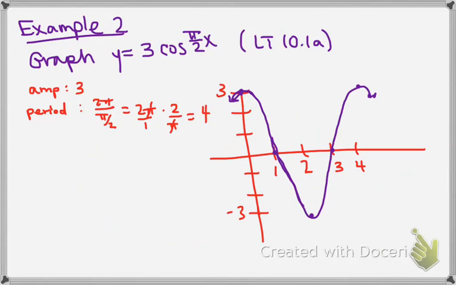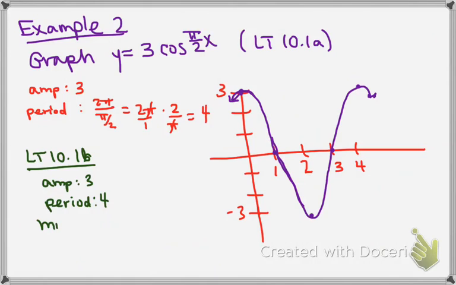Let's go ahead and extend it back out to the learning target 10.1b, which is to identify all those key points. The amplitude we already said. I'll just rewrite it. The amplitude was 3. The period we found earlier to be 4. Then it wants us to identify any mins and any maxes. Because it is a cosine curve, there is only one minimum. The minimum can be found at the point 2, negative 3.